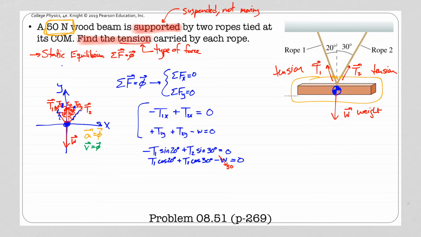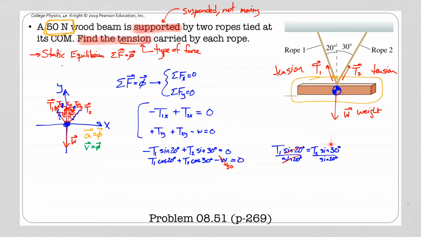So the way we're going to do that is to solve for one of our variables in one equation and plug it into the other equation. This is the simpler equation, so I'm going to attack that one first. I'm going to add this term across the equal sign. It's negative over here, so it will become positive when I move it across the equal sign. Now I have these two terms. I'm going to divide both sides by sine of 20 to solve for T1.